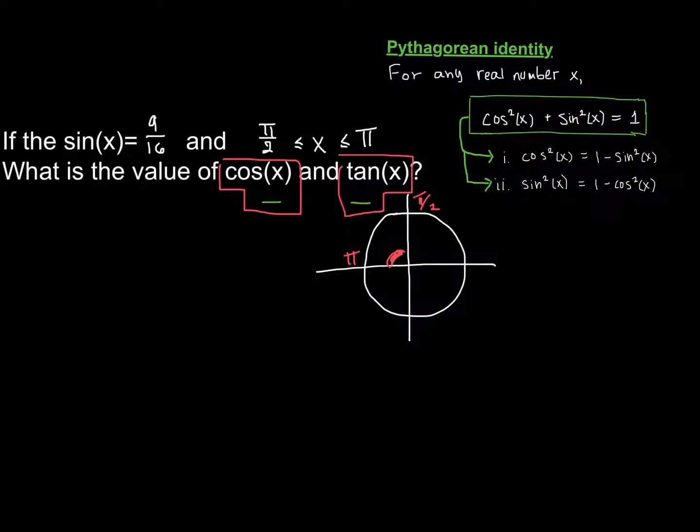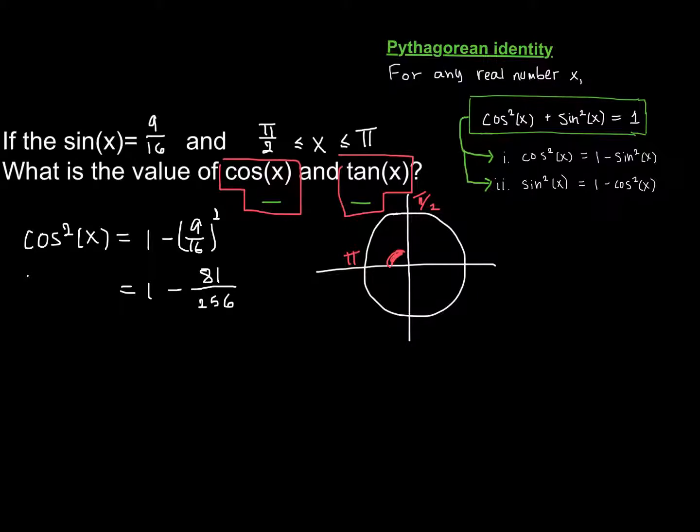cosine squared. So let's use that, and cosine squared of x is going to be equal to 1 minus, now sine squared, now sine is 9/16, so we have 9/16 squared. And so cosine squared is going to be equal to 1 minus 9 squared is 81, 16 squared is 256.